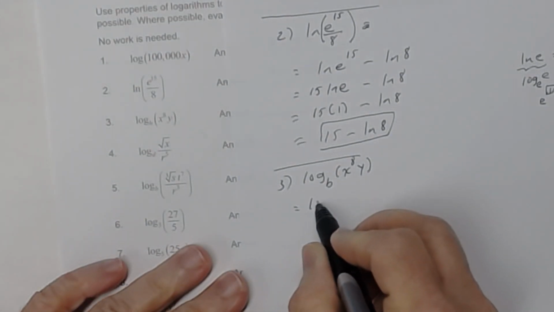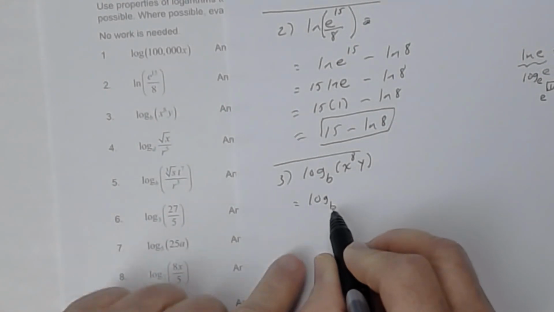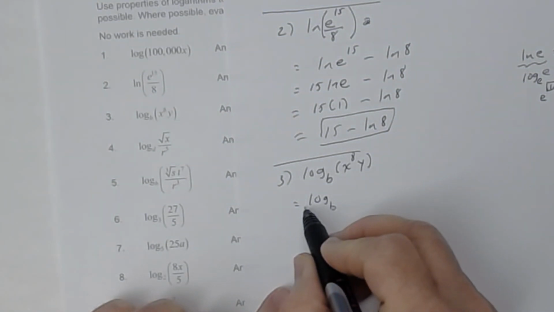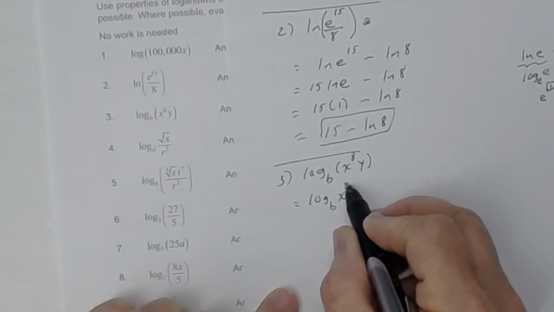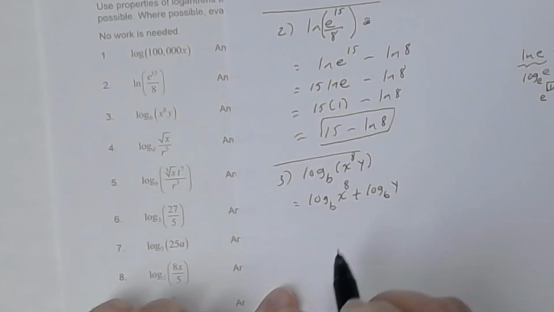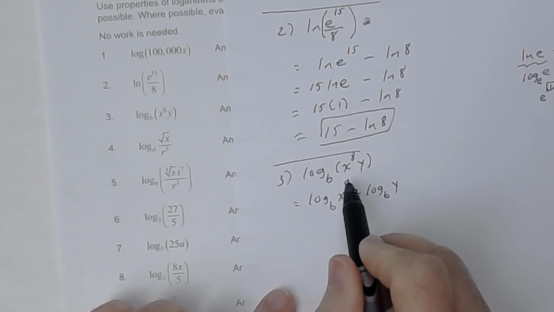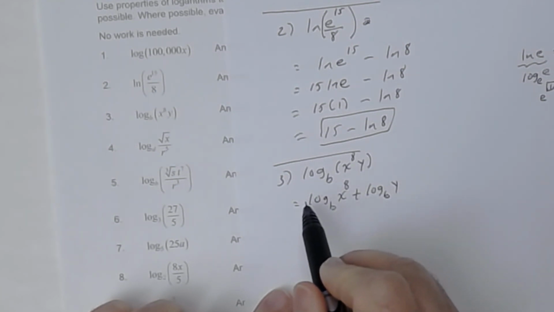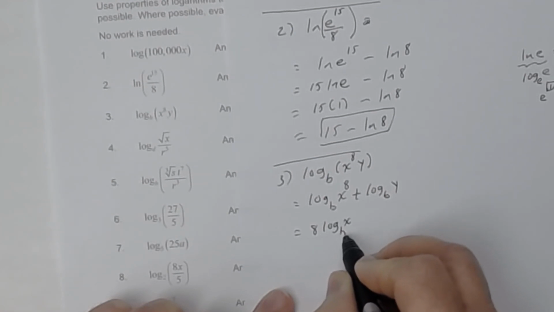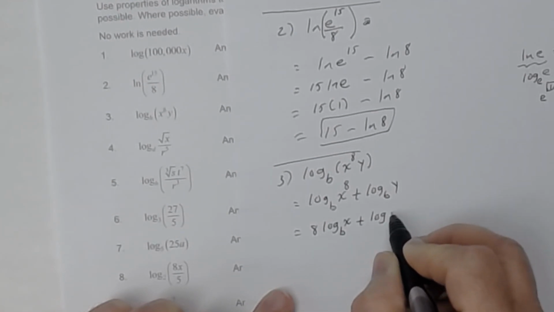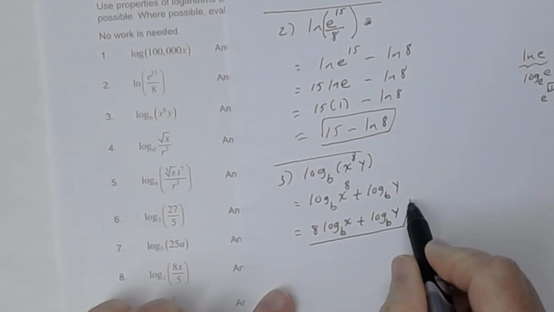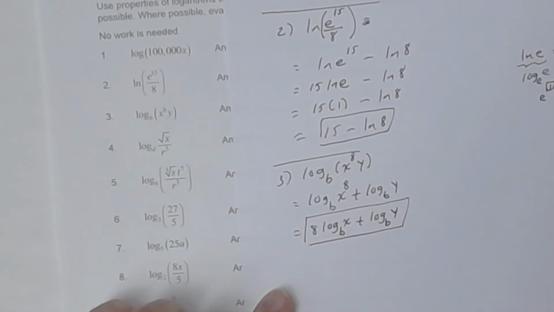So this becomes the log base b. Notice I'm writing the base. Always make sure you write things mathematically correct. So the log base b of x to the 8th plus the log base b of y. And then I can go further with this because I see an exponent right here. So I can use a power rule. So this becomes 8 times the log of x base b plus the log of y base b. And that is it. That's all you can do. You cannot simplify anything else. You are done. So that is number 3.